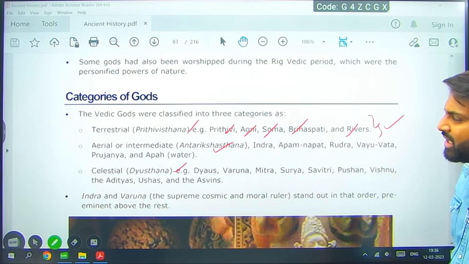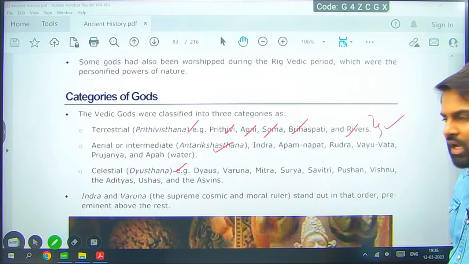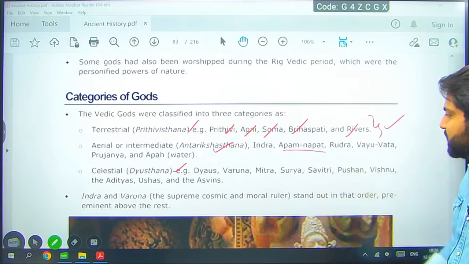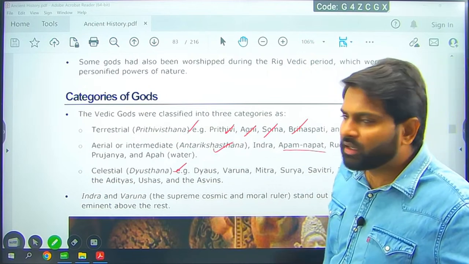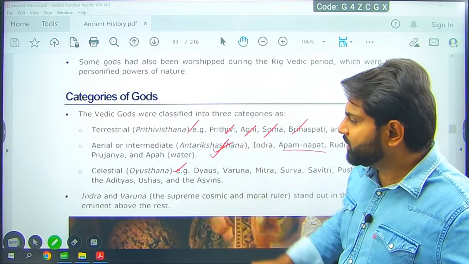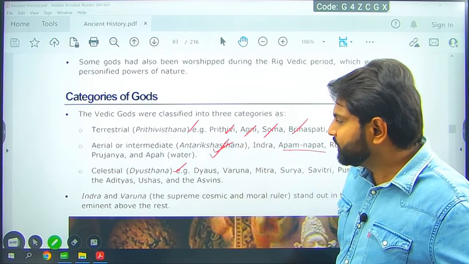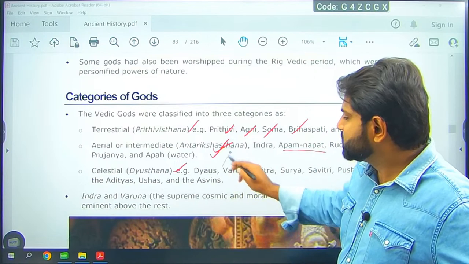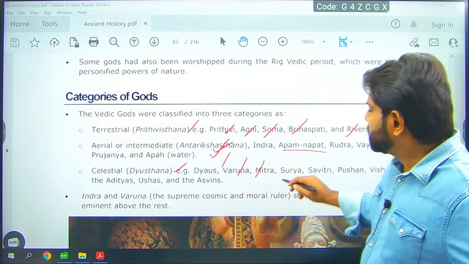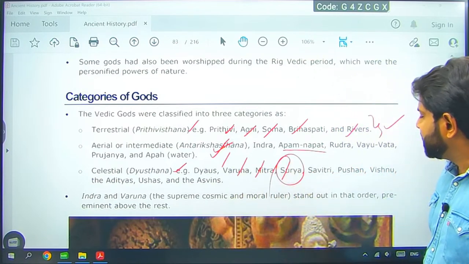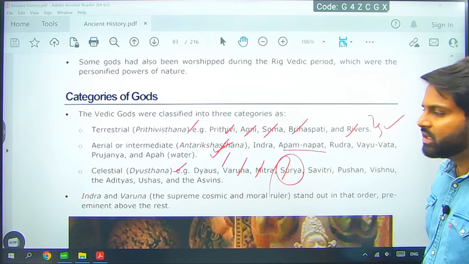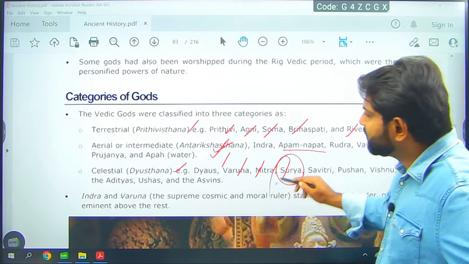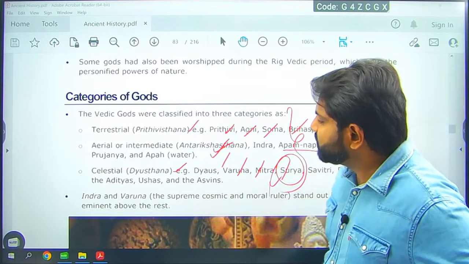Aerial or intermediate, Antarikshasthana. There are a few: Indra, right? Apam Napat, Rudra, Vayu, Vata, Parjanya, Apa. These are the intermediate. Then celestial, Dyusthana, like Dyaus, Varuna, Mitra, Surya, Savitri, Pushan, Vishnu, Adityas, Ushas and the Ashwinis. So these are the different categories of gods we had.